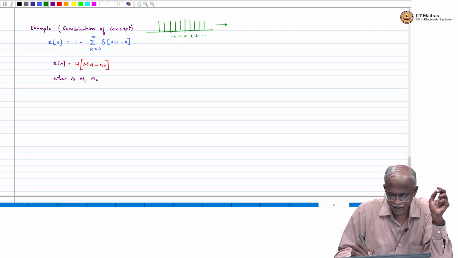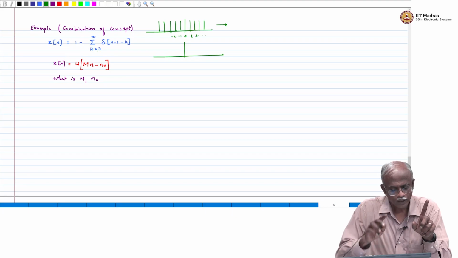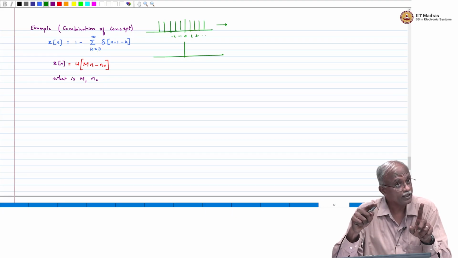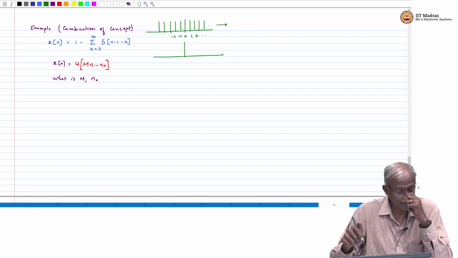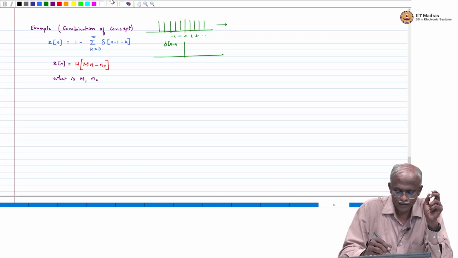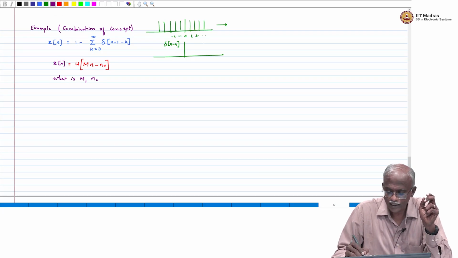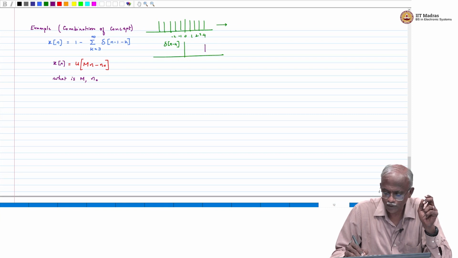Now from this, we are going to subtract some number of inputs. It starts with k equal to 3. So if you substitute k equal to 3, you get delta of n minus 1 minus 3, which is the same as n minus 1 minus 4. So delta of n minus 4, what is that? This is a unit impulse which is sitting at n equal to 4. So if this is 3 and this is 4, there is a unit sample sitting at n equal to 4.